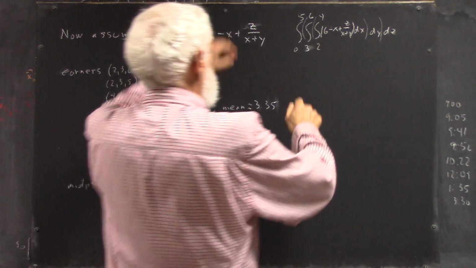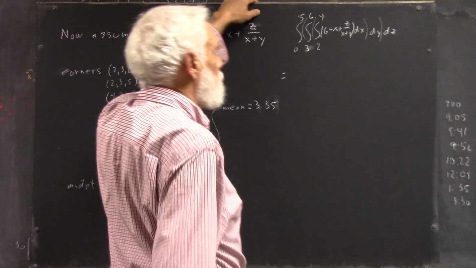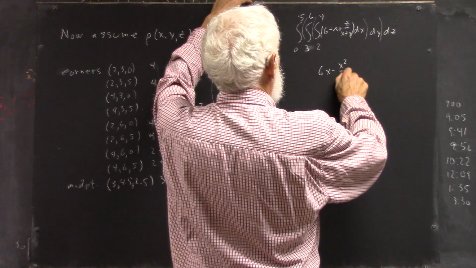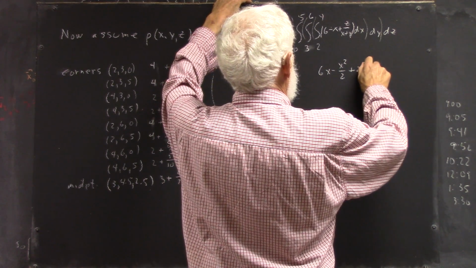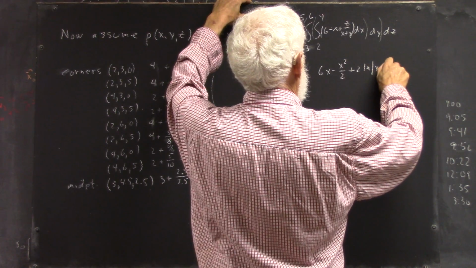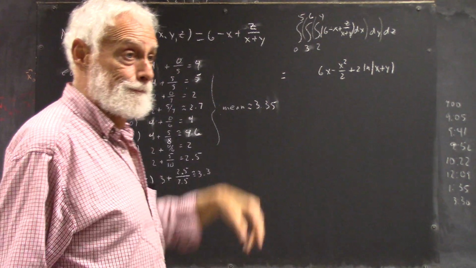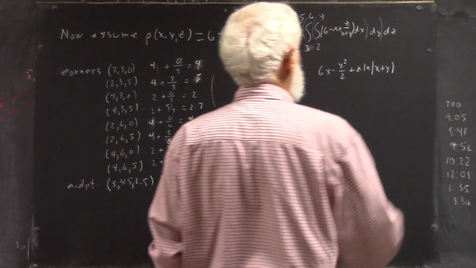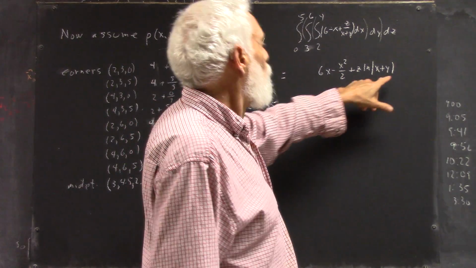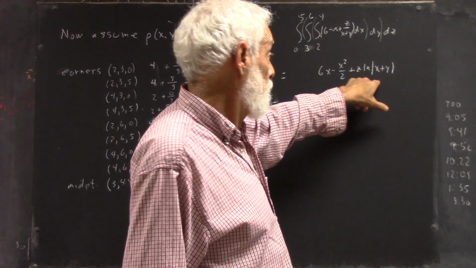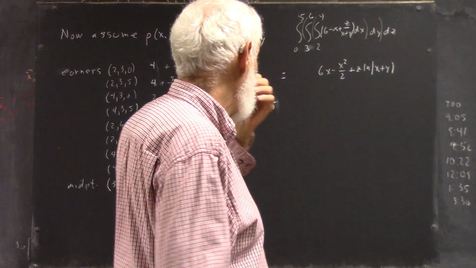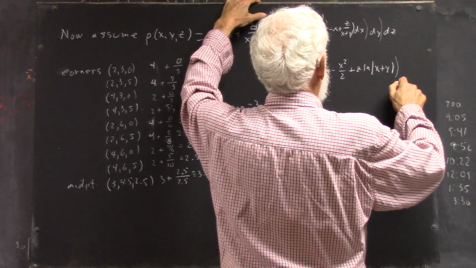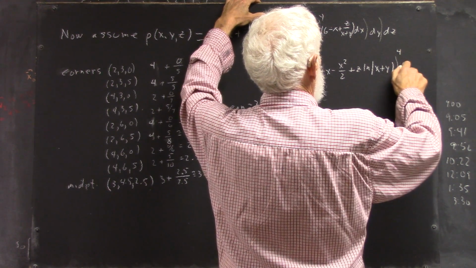Okay, well, first integrating with respect to x, we're going to get 6x minus x squared over 2 plus z times the natural log of the absolute value of x plus y. Right? Because, of course, treating y as a constant, the derivative of this is 1 over x plus y. And that's, of course, between x equals 2 and x equals 4.